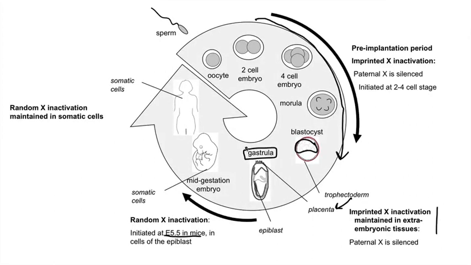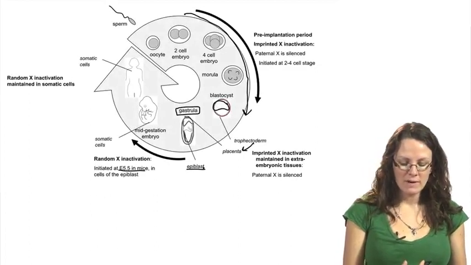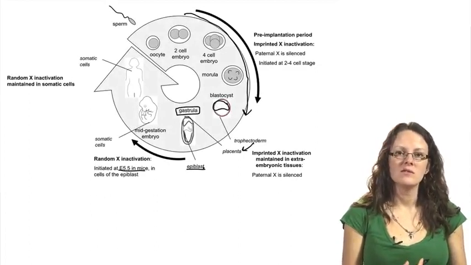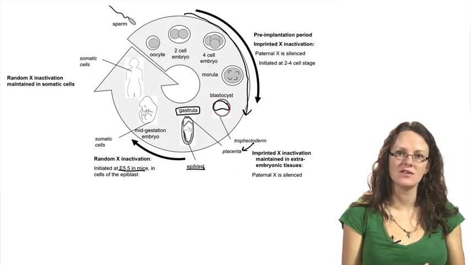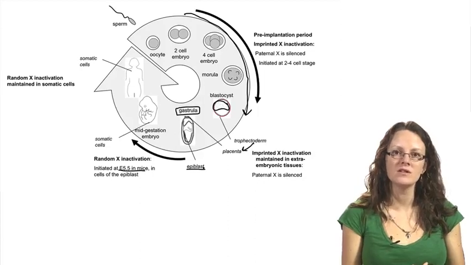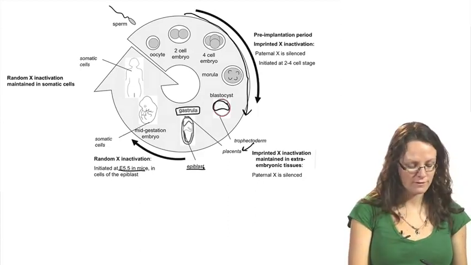At this gastrular stage of development, the epiblast is the portion of the embryo that will actually go on and make the embryo itself and the adult being in the end. And the rest of it are really membranes that are going to become the placenta. So what we now know is that within the cells of the inner cell mass, these cells will have to remove the imprinted X inactivation, remove that paternal imprint, the silencing of the paternal X chromosome, and then start random X inactivation afresh at embryonic day 5.5.